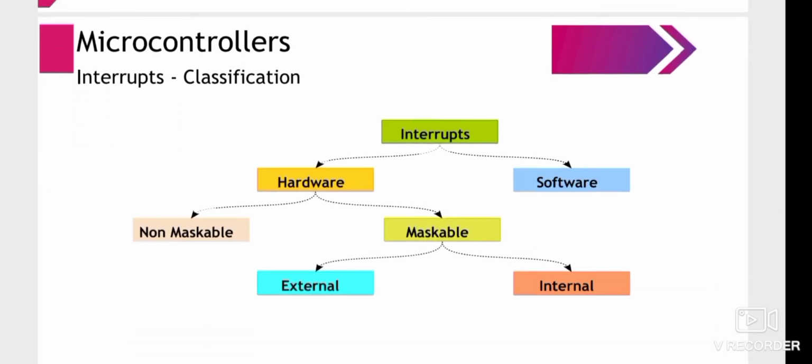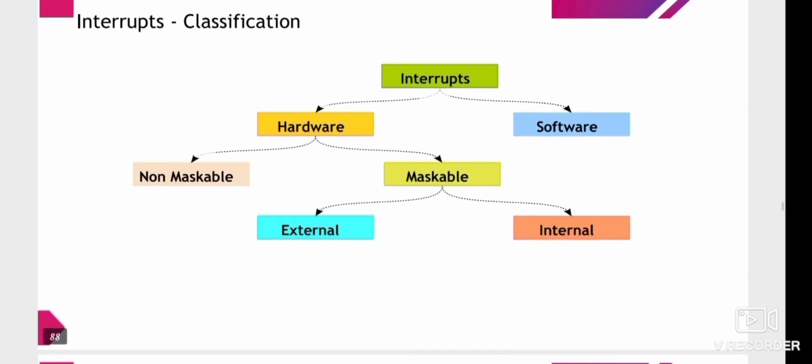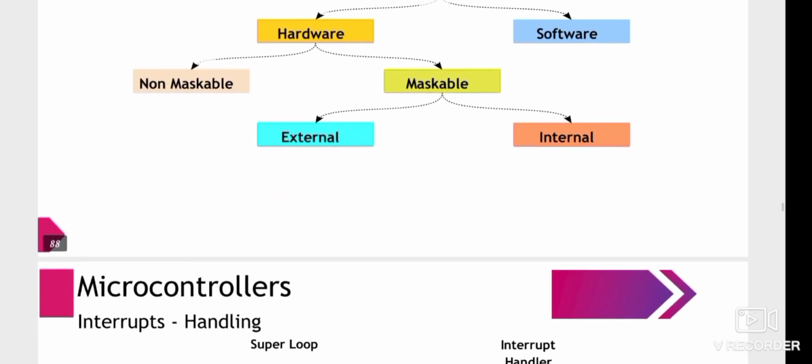Interrupt classification. We have two types of interrupts: hardware and software. Coming to hardware: non-maskable and maskable. Maskable interrupts are external and internal.